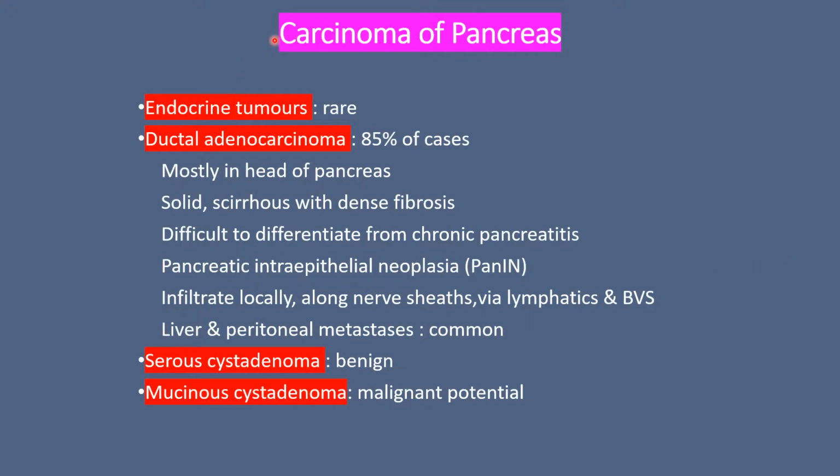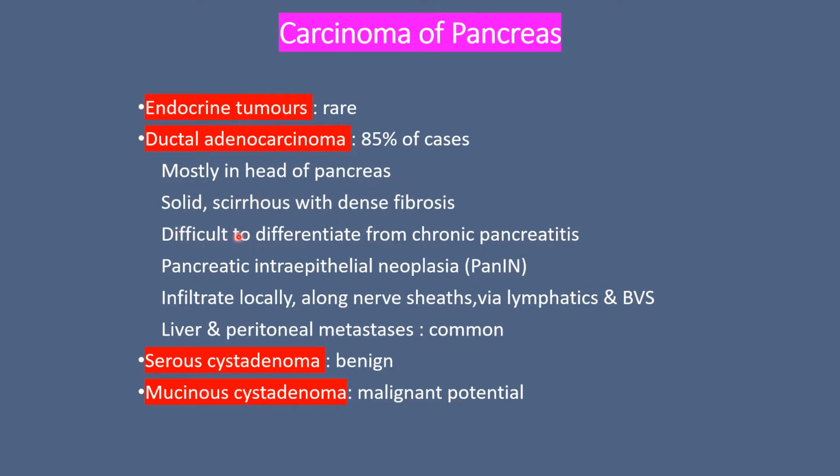Next we come to carcinoma of the pancreas. Carcinoma of the pancreas or malignant tumors of the pancreas can be divided into endocrine and exocrine tumors. The endocrine tumors involving the pancreatic islets are extremely rare and we will not deal with them at this juncture. Of the exocrine gland carcinomas, the most common is ductal adenocarcinoma. In fact, 85% of the cases of pancreatic cancers are ductal adenocarcinoma, which mostly develop in the head of the pancreas.